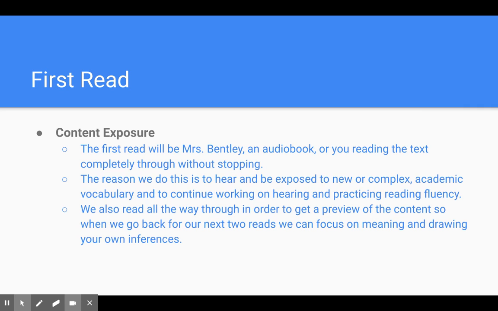We also read all the way through without stopping in order to get a preview of the content, like I said, so that when we go back for our next 2 reads, we can focus on really what the text is saying and then drawing out our own inferences to create something. So if we just read it one time, we only hear what it's saying, but we're not applying it to the topic, and we're not really understanding in our own terms what it means and producing something original.